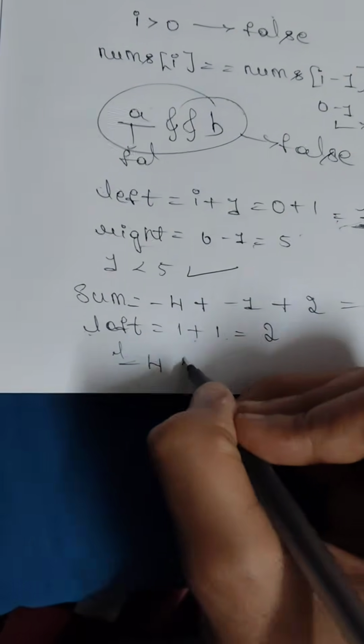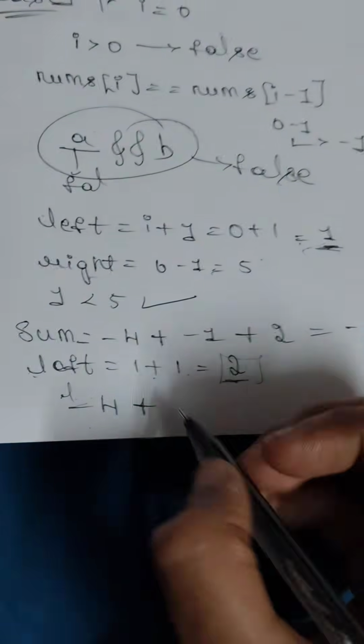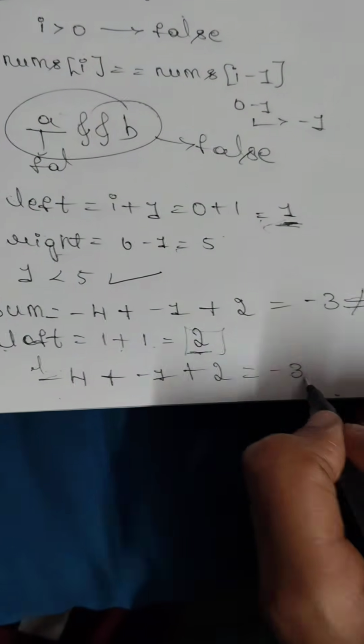Now I have to add the numbers again. That is nums of I will be equal to what? Same, minus 4 plus, what will be my nums of left now? That is nums of 2, that is minus 1 plus 2, which is again equal to minus 3. Is it equal to 0, less than 0? Yes.